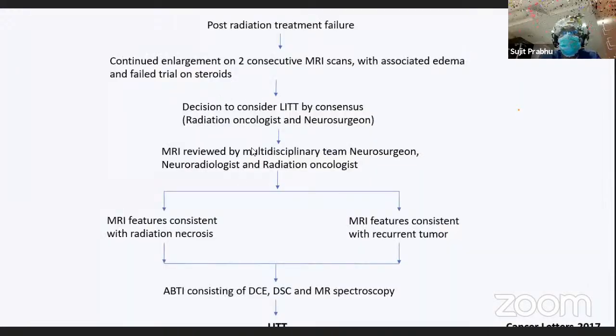So again, going back to the decision tree, this is a multidisciplinary approach which we conduct every week. And like I mentioned, after review of the cases, patients are given steroids for 2 consecutive MR scans. If there's a consensus that the patient needs laser interstitial thermal therapy, the MR features are discussed. We do additional advanced brain tumor imaging, and then the laser interstitial therapy.